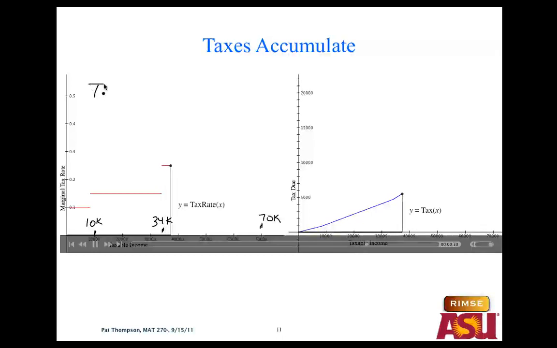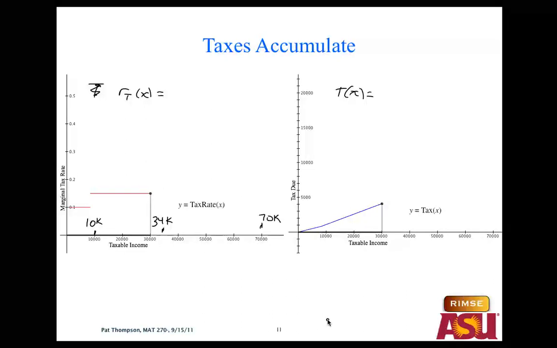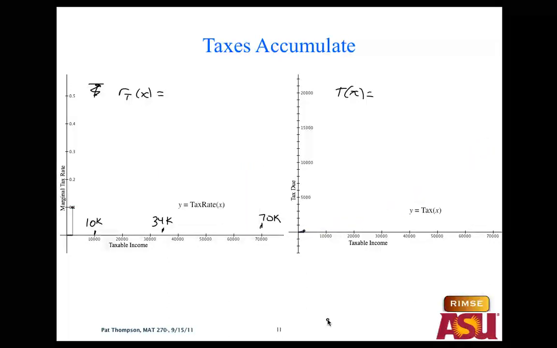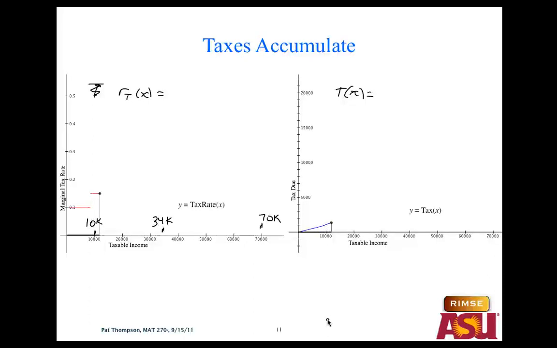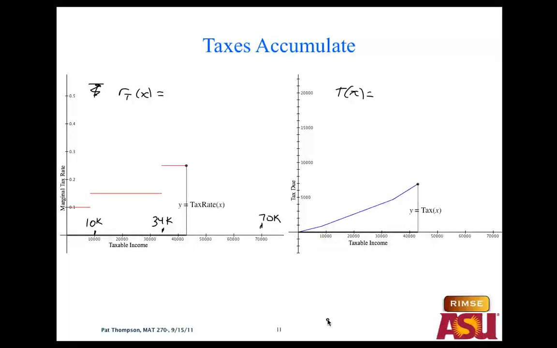Okay, so can you write the rate function? And without cheating, without looking at something else, can you write the tax function? So we should be able to do this. What does this function do? You can plug in any taxable income from 0 to 70,000, and it'll tell you what your tax rate is for that taxable income. What does this function do? You plug in any taxable income from 0 to 70,000, and it'll tell you what your tax due is. So without peeking, we've seen it before, but can you reproduce these two functions?